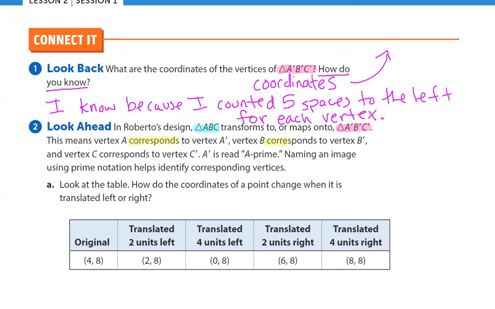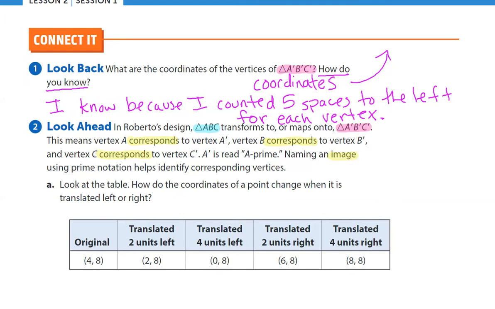Vertex B corresponds to vertex B prime, and vertex C corresponds to vertex C prime. So add that word to your vocabulary if you didn't already have it. Corresponds. They correspond to each other. And it says A is read as A prime. I already told you that. Naming an image. Remember, image means the copy, the new one. Using prime notation helps identify the corresponding vertices.